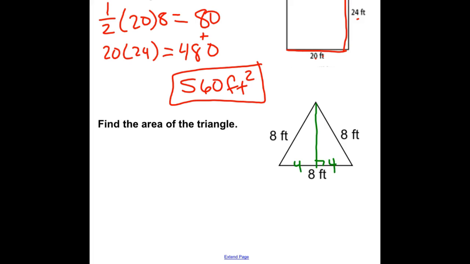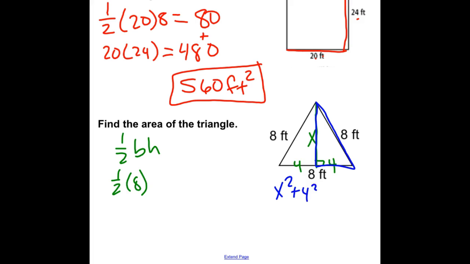Why that might be useful is that in order to do the 1/2 base times height formula, you need the base and the height. Right now I've got the base is 8, but I don't know how tall it is. It's not 8 units long, it's 8 units tall. It's going to be shorter than that. So I can call this height x, and then you have a right triangle, and you can use the Pythagorean theorem to get that height. So we can go x squared plus 4 squared equals 8 squared and work backwards from there.